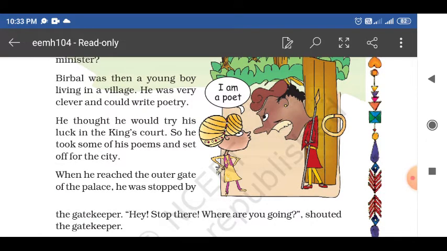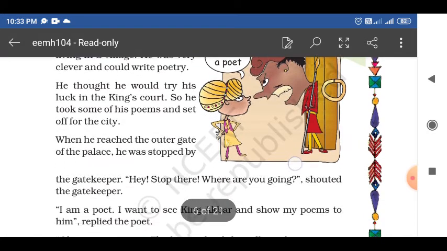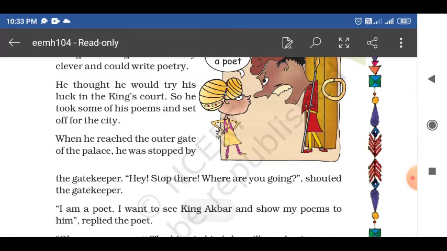Do you know how he became a minister? There is one story about Birbal. I will say that Birbal was then a young boy. Birbal was a very young boy living in a village. He was very clever and could write poetry. See, Birbal was a very clever boy when he was young. At that time only, he was a very clever boy. He lived in a village, and at that time he wrote small poems.